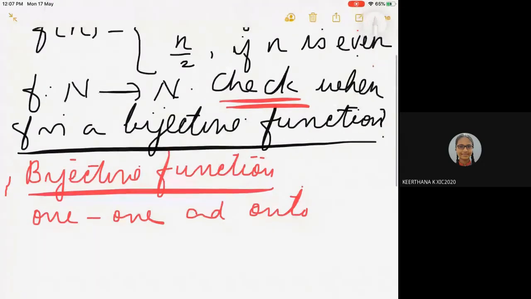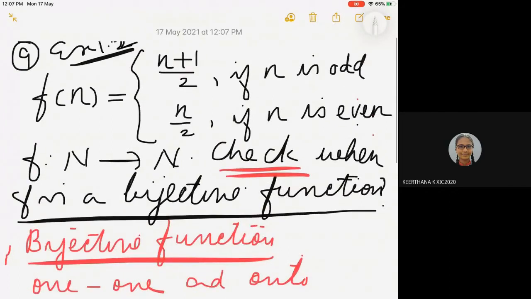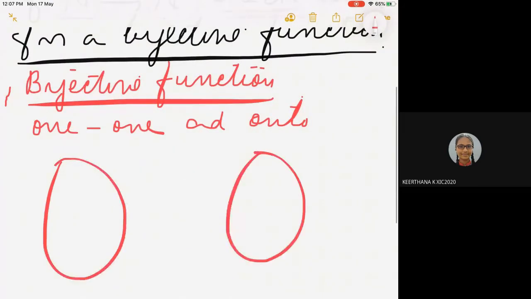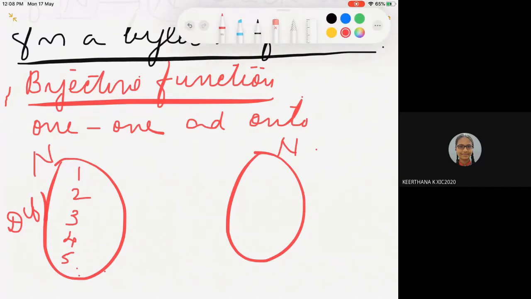the general proof. So here the function is f of n equal to (n plus 1) by 2 and n by 2. And what is the domain of this function? The domain of the function is the natural numbers, and the codomain is also the natural numbers. In a rough sketch, the domain is natural numbers and the codomain is also natural numbers. Let us take some elements of the domain: natural numbers means 1, 2, 3, 4, 5, etc. And let us try to find some of the images.